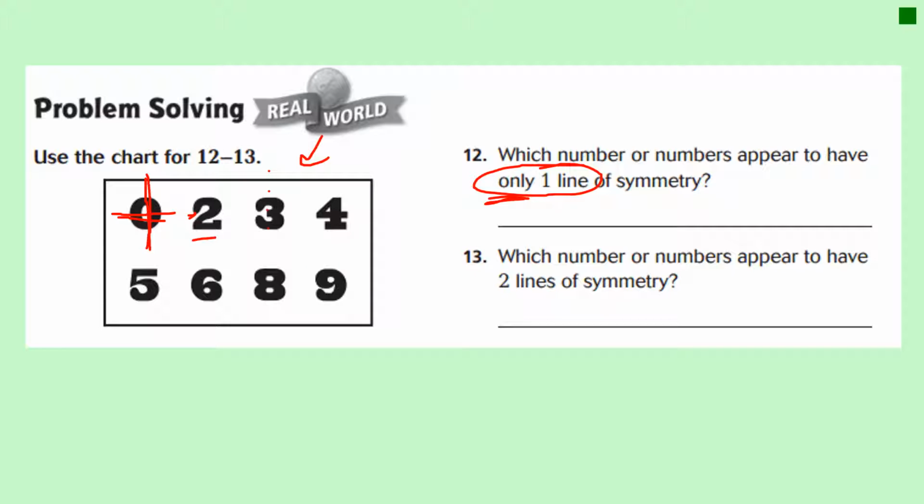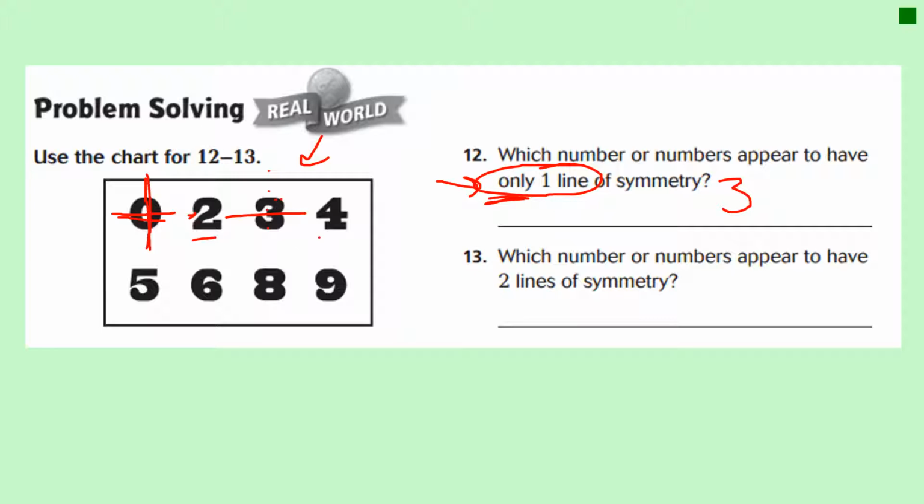Definitely not a vertical line. Ooh, but what about a horizontal line, boys and girls? If we folded the 3 on that line, those two sides would perfectly match up. And there's no diagonal lines, so 3 has exactly, or only, one line of symmetry.